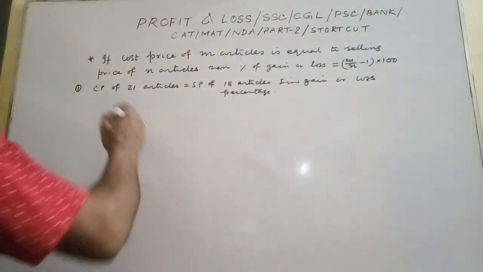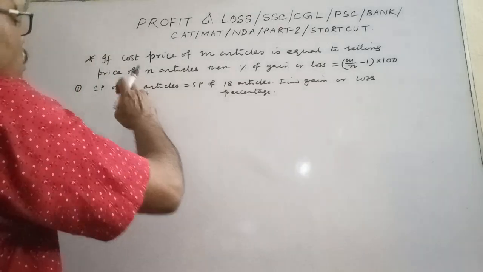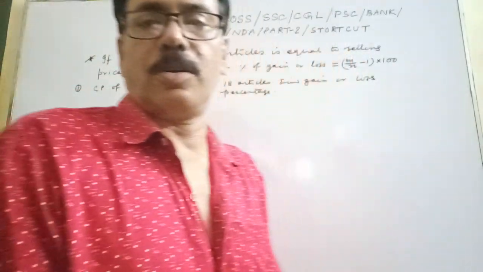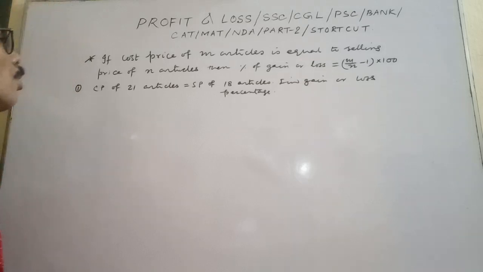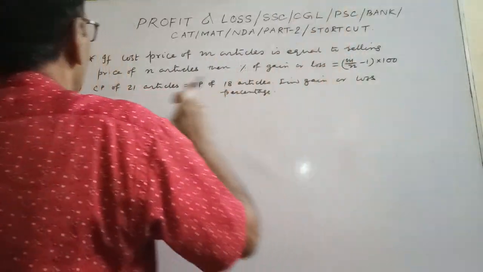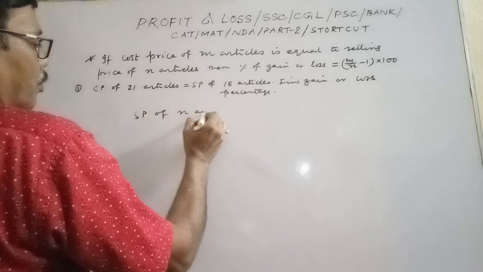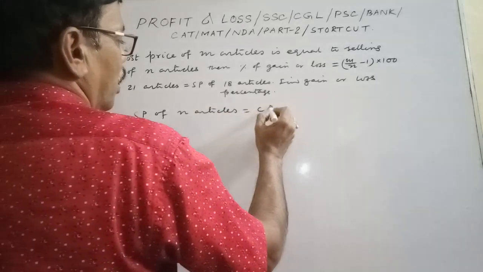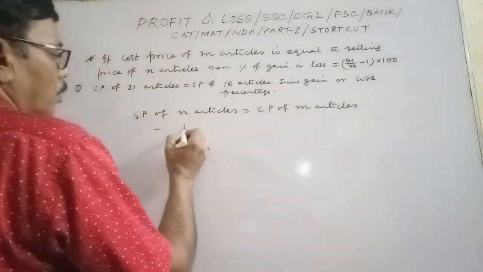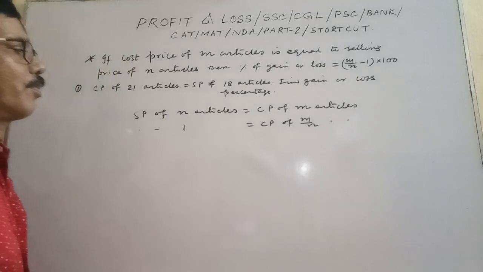So look at the problem. If cost price of M articles is equal to selling price of N articles, then find the percentage of gain or loss. So, selling price of N articles equals cost price of M articles. Now, selling price of 1 article equals cost price of M by N articles.